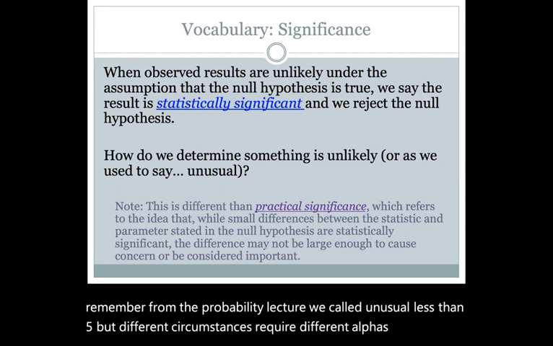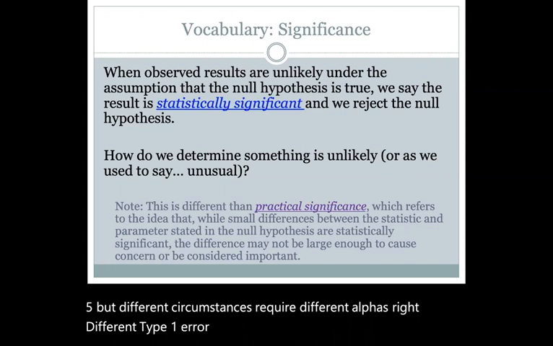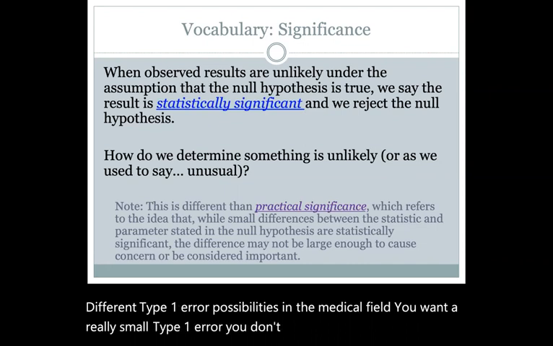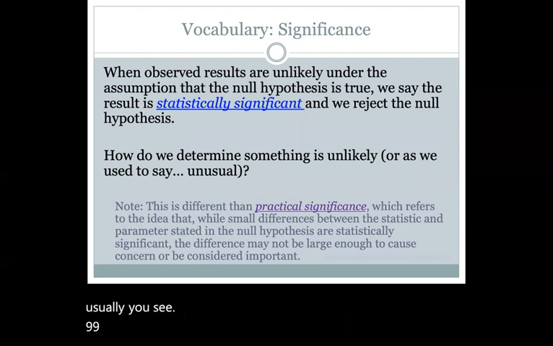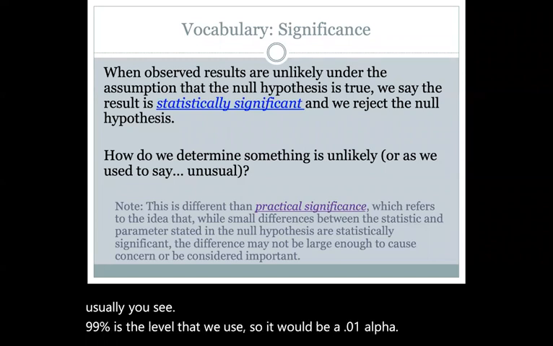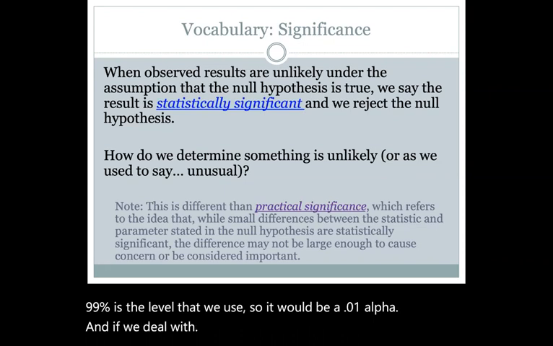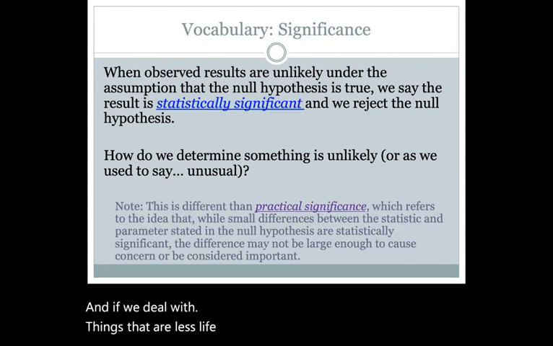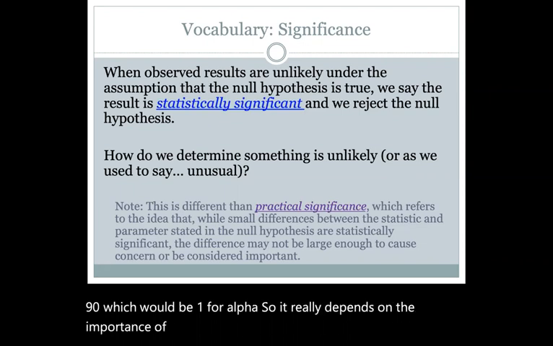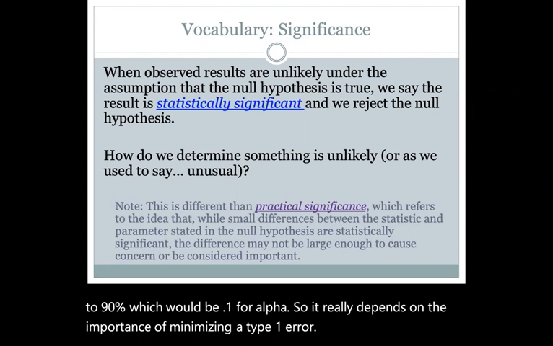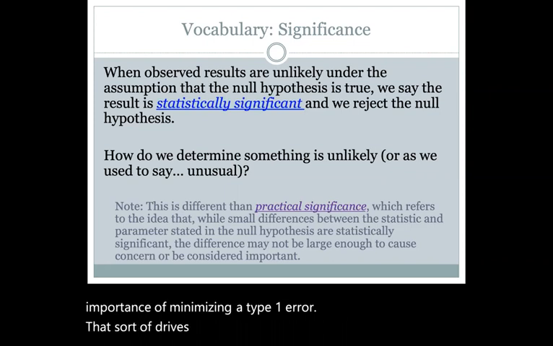right? Different type 1 error possibilities. In the medical field, you want a really small type 1 error. You don't want to harm anyone. So usually you see 99% is the level that we use. So it would be a 0.01 alpha. And if we deal with things that are less life-threatening, some of these can go down to 90%, which would be 0.1 for alpha. So it really depends on the importance of minimizing a type 1 error. And that sort of drives the hypothesis test as well.